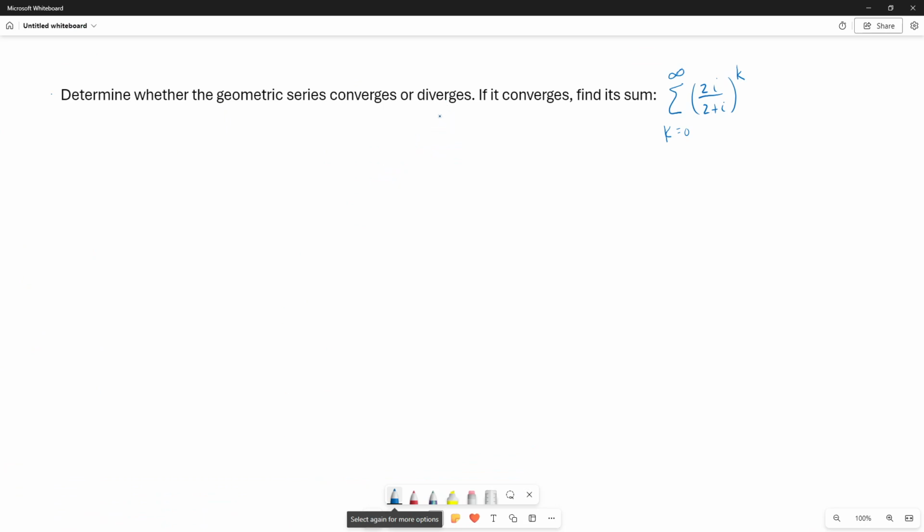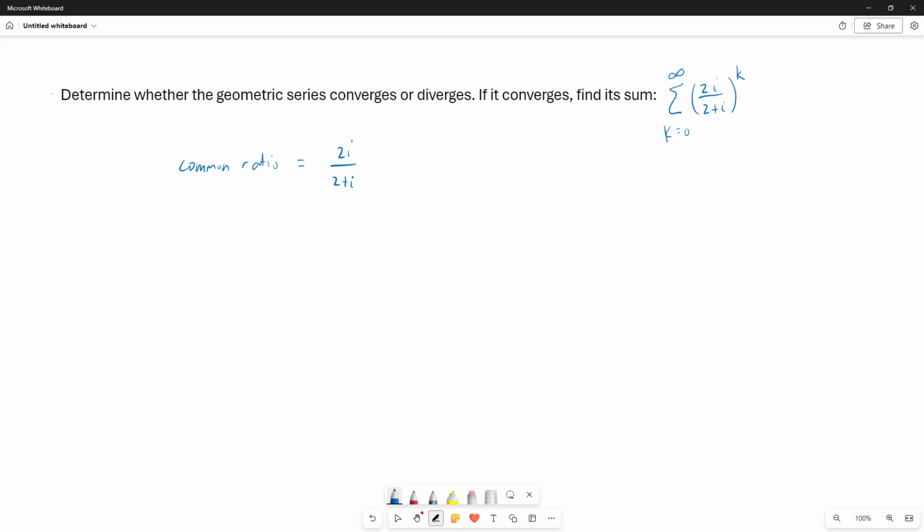Determine whether the geometric series converges or diverges, and if it converges, find the sum. So here is our complex geometric series. Our common ratio is 2i over 2 plus i. We have 2i over 2 plus i to the k.